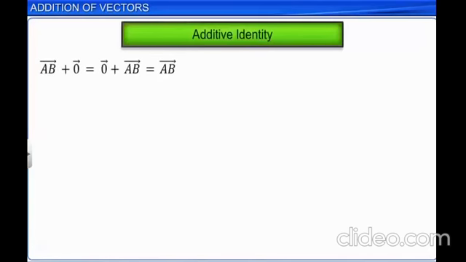If we add a zero vector to any vector, the vector remains unchanged. Hence, a zero vector is called the additive identity of vector addition.